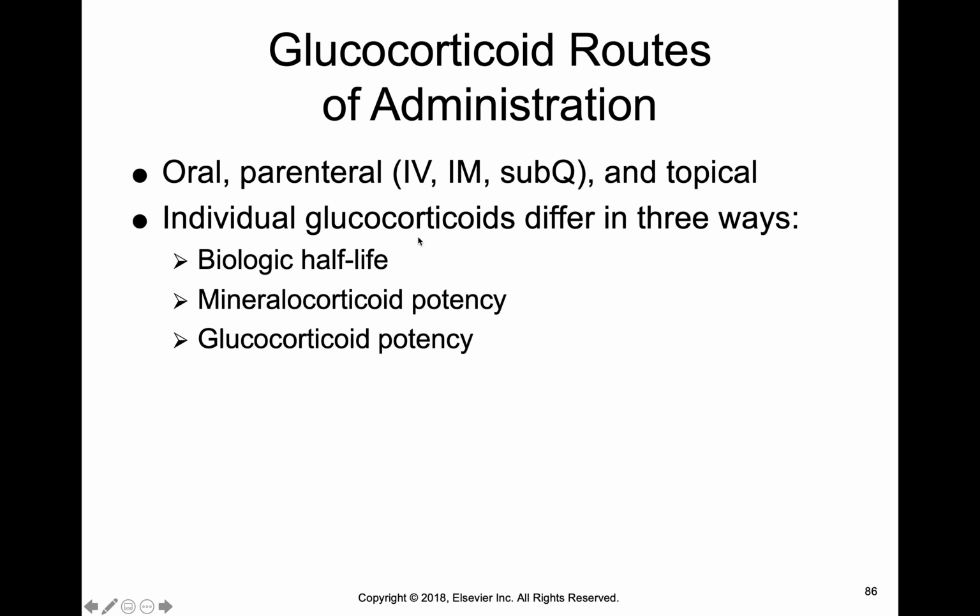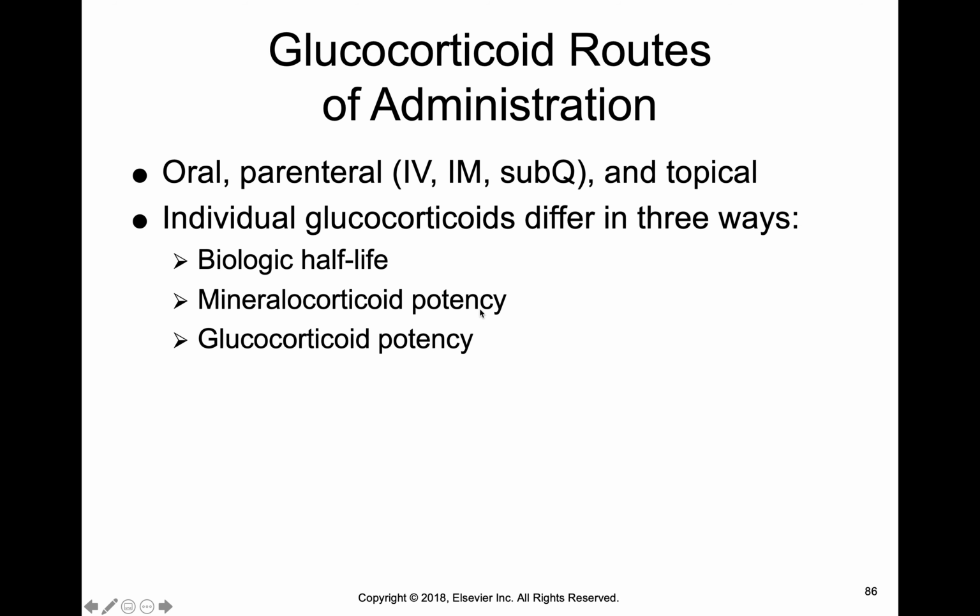They do come in various routes, most commonly being oral, but we do have parenteral ones, and some patients who've had bum knees or whatever can get steroid shots. And if you're going to compare glucocorticoids, they kind of differ in three ways. One is biologic half-life. For the most part, most steroids last quite a bit of time. Hydrocortisone is probably the least lasting steroid.